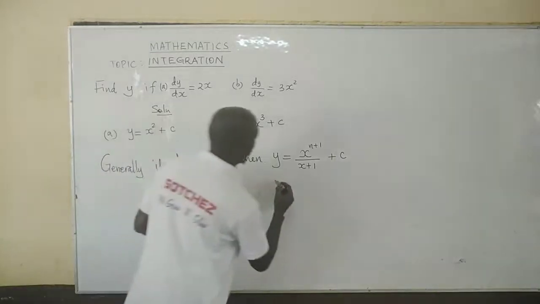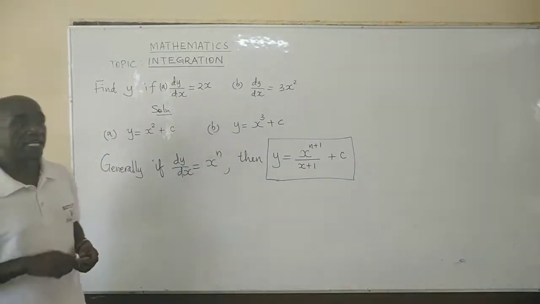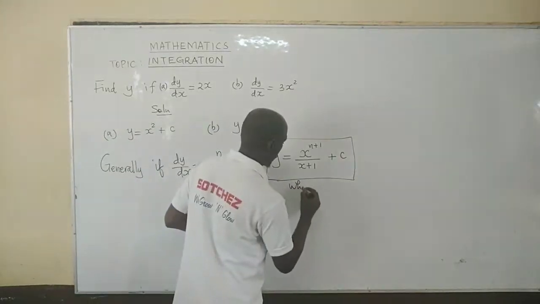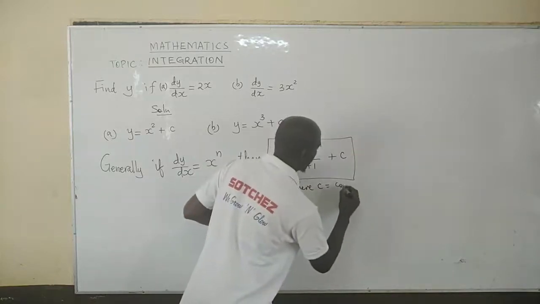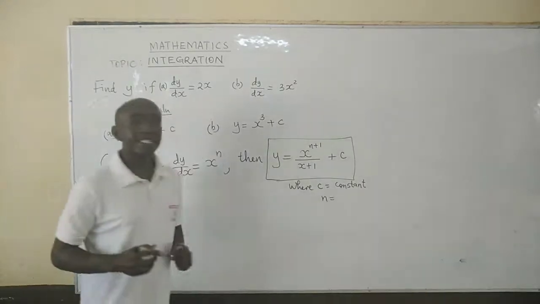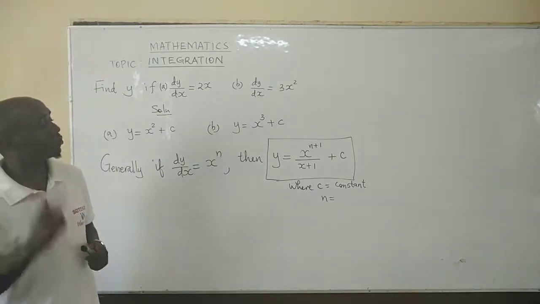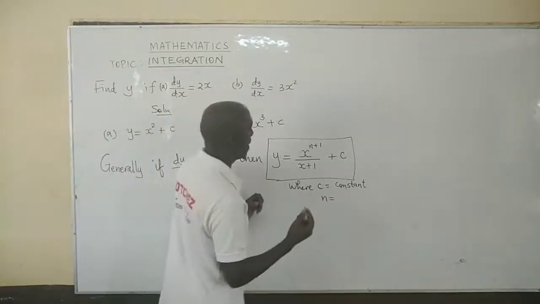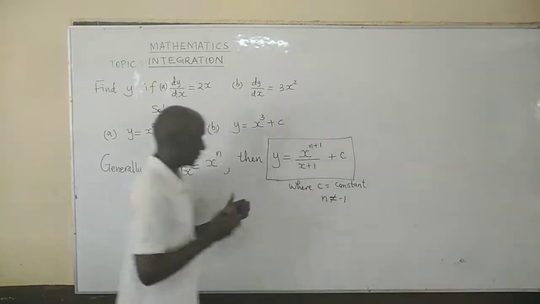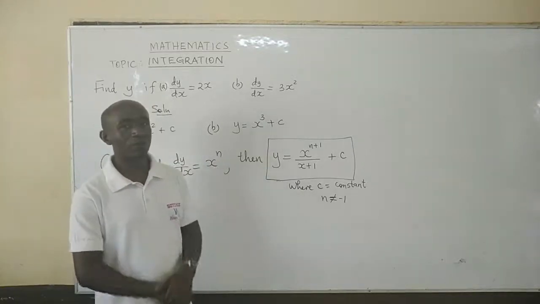So I want you, my dear learner, to remember this. This is now like a formula you are going to use to integrate any given gradient function, where c is a constant and n is an integer but not equal to -1. n is any number, but it should not be equal to -1. That should be noted. n should not be equal to -1, because if n is -1, then this formula will not work.